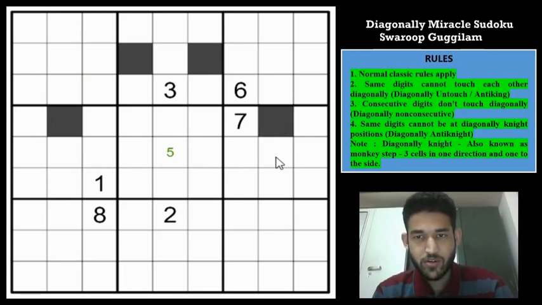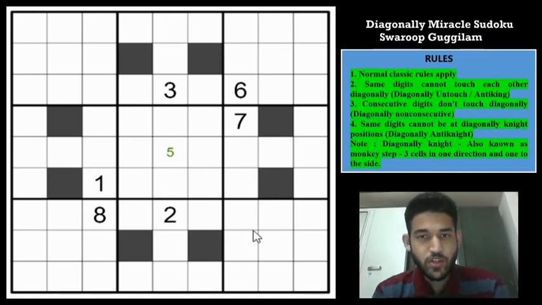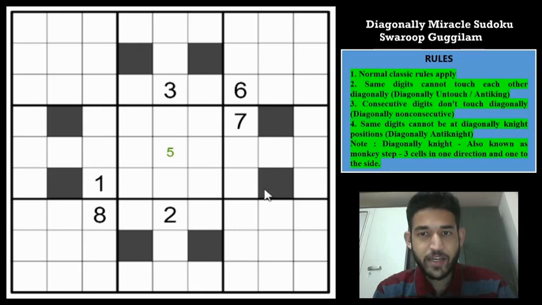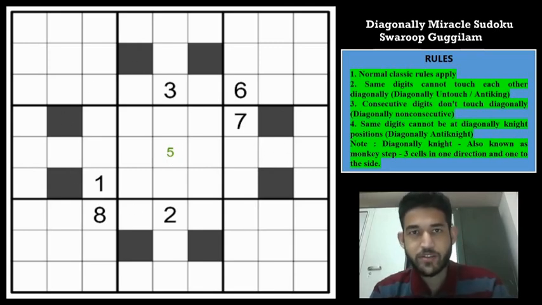1, 2, 3. So this is slightly different from a knight movement in the sense, if you know knight movement, knight will move 2 steps in any direction and then 1 step in the perpendicular direction. The only difference from the knight movement is that in monkey step, you will move 3 steps in any direction and then 1 step in the perpendicular direction. So as you can see, if you have for example a 5 in the center of the cell, then a 5 can't occur in any of these shaded cells, because it is at a monkey step away from this cell. So 5 can't be at any of these cells, right?